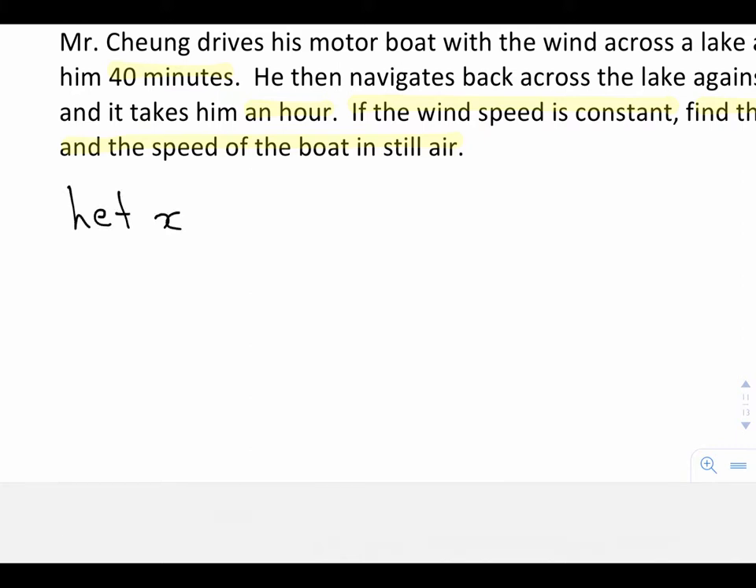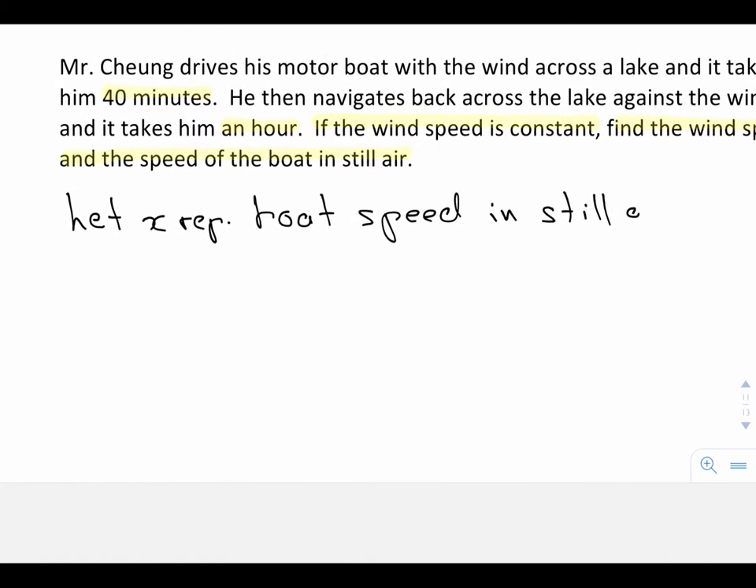So we're going to say let x represent boat speed, and we have to say boat speed in still air. And the y value represents the wind speed. Y represents wind speed.